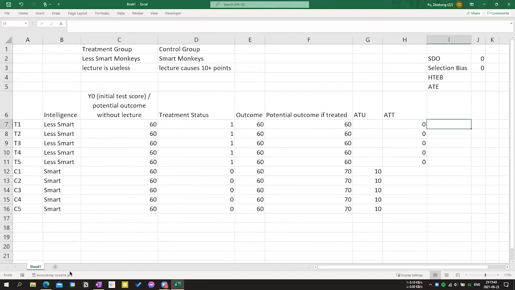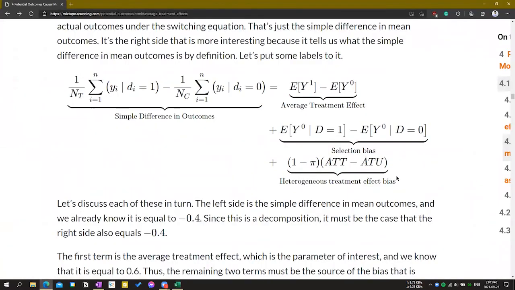How so? Well, let's consider the composition of HTEB. It basically is the percentage of the subjects in the sample that are untreated, multiplied by the difference between ATT and ATU. So what is ATT? I assume you know it, but just for simplicity, ATT means average treatment effect for the treated, and ATU is average treatment effect for the untreated. Note that these are all potential outcomes.